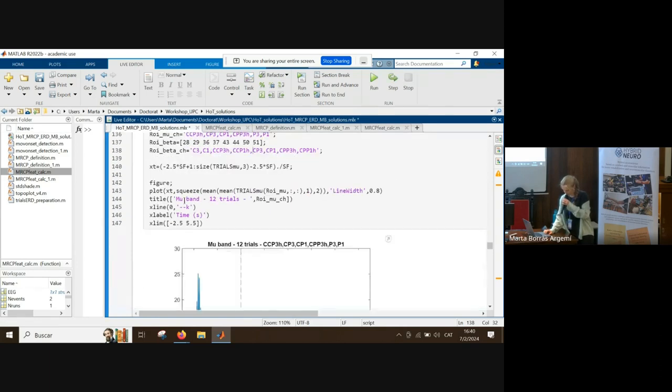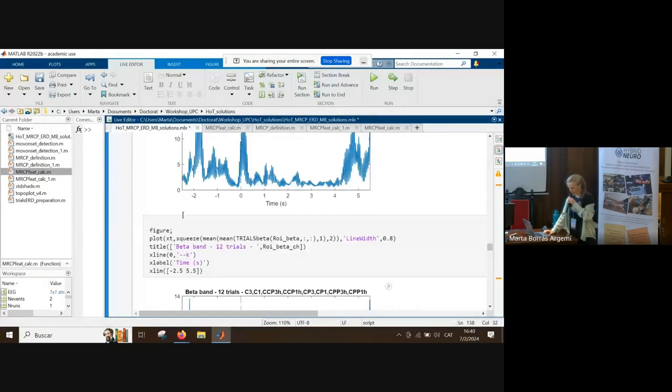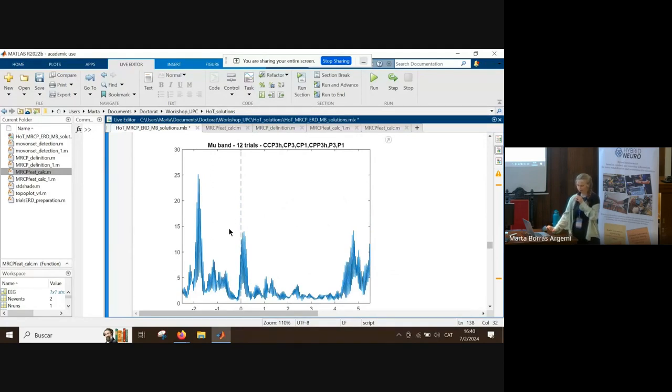Okay, if you run the figures section, you will see something like this. Those are the averaged signals that have been squared. But here we only have 12 trials because we have only analyzed one run. So what we have already done with the function is this figure here. This is the beta band, and this is the mu band. We can see a little desynchronization, but we only have 12 trials, and we would need more trials to see it better.